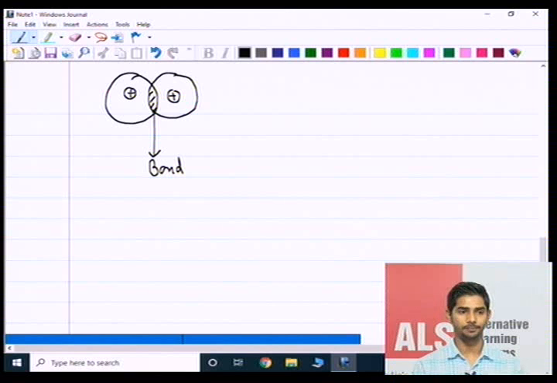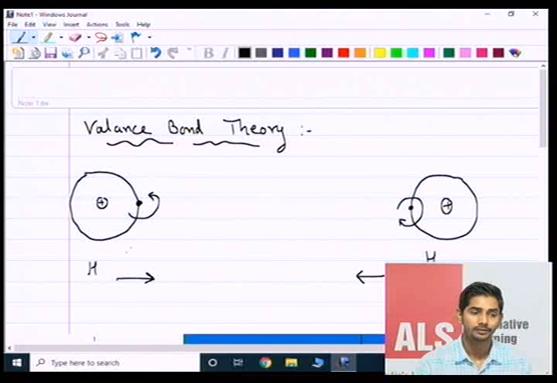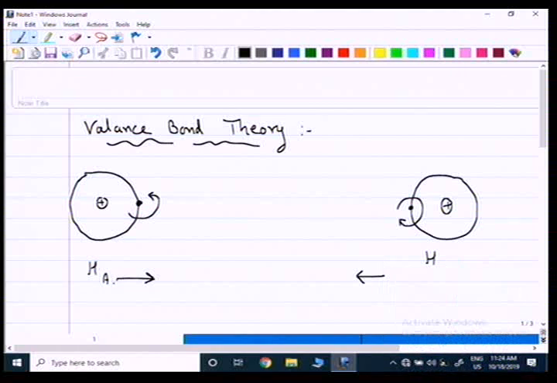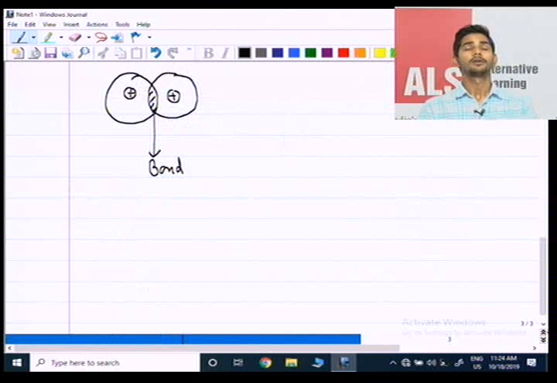with the opposite spin. Means, if you remember, I was saying that the electron of atom A is moving in the anti-clockwise direction, whereas the electron of atom B is moving in the clockwise direction. It means that the spin of both the electrons is opposite. So this theory says that to form a chemical bond, atomic orbitals should have the electrons, and they must possess the opposite spin.